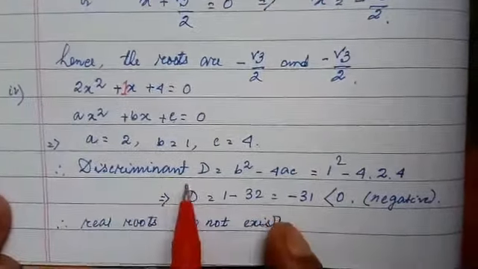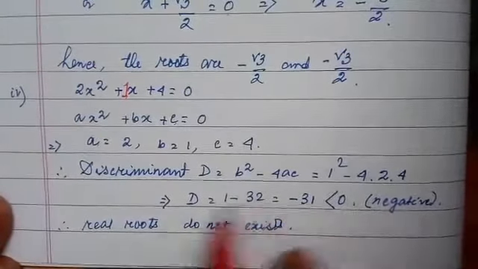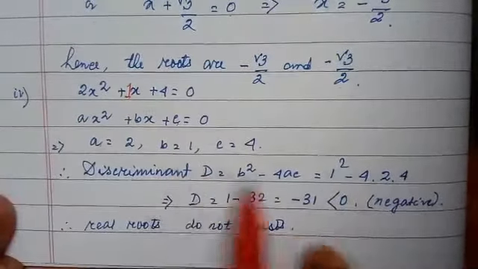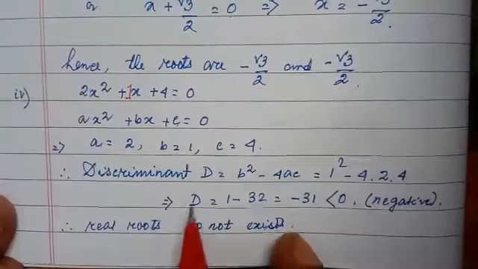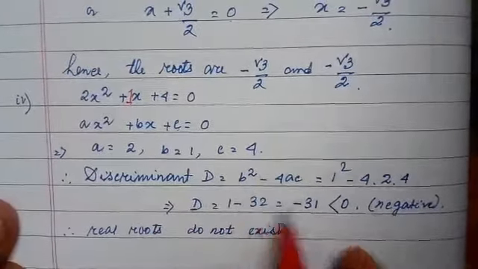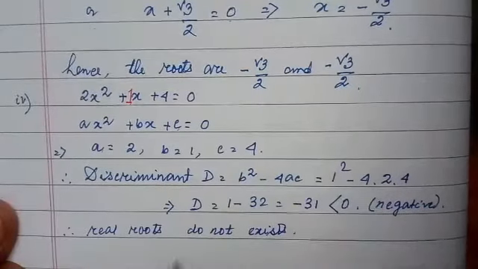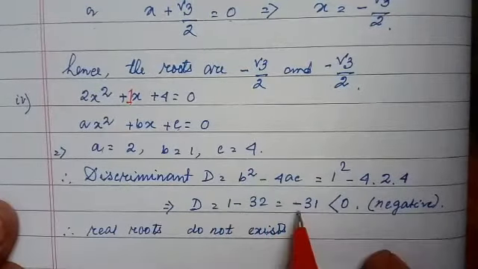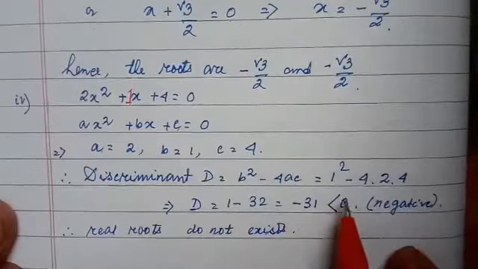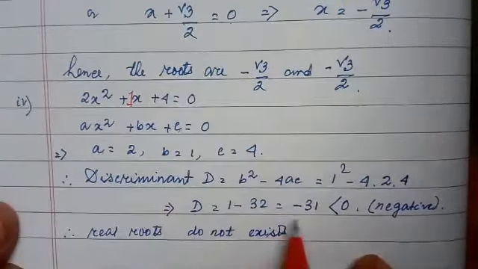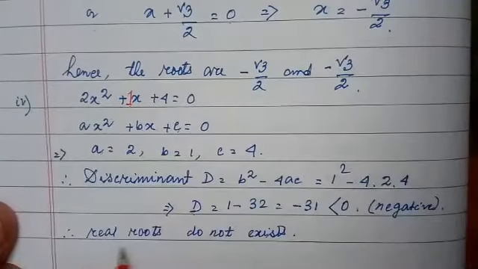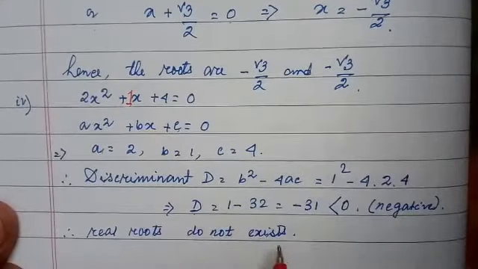Therefore, discriminant d is equal to b square minus 4ac. So, b square means 1 square minus 4 into 2 into 4. That is d is equal to 1 minus 32. 4 is 16, 16 to 32. So, 1 minus 32 means minus 31. Minus 31 is less than 0. It is negative. Therefore, as d is negative, real roots do not exist.